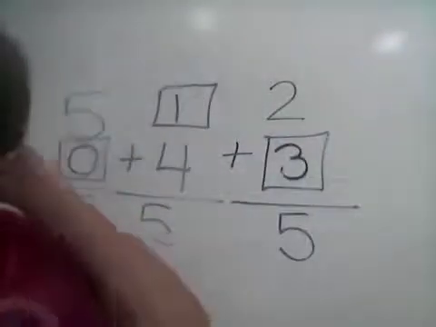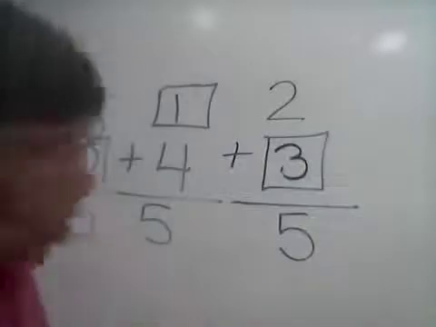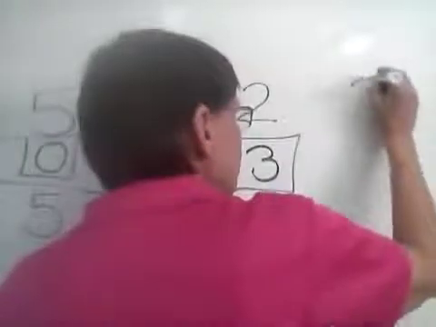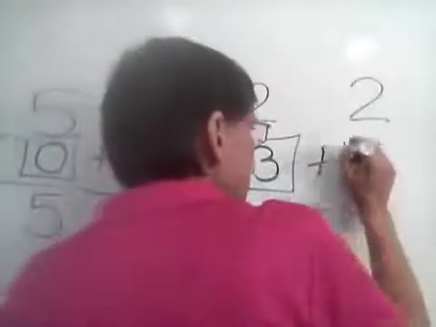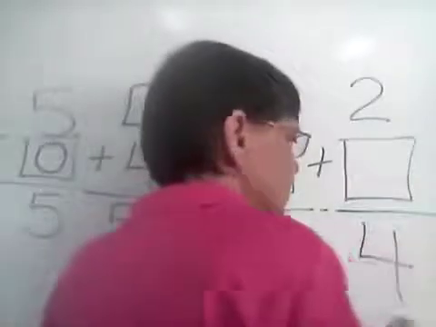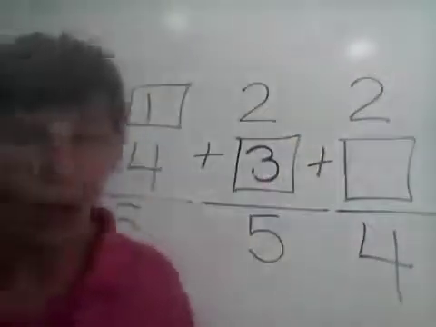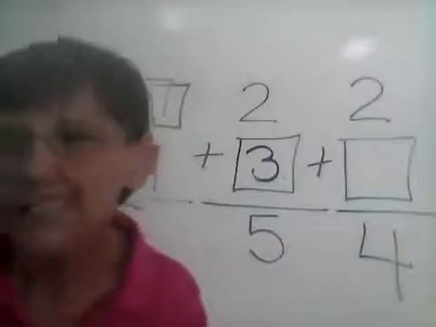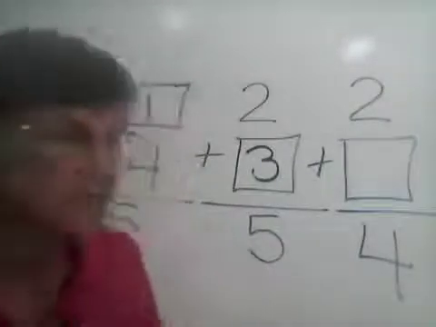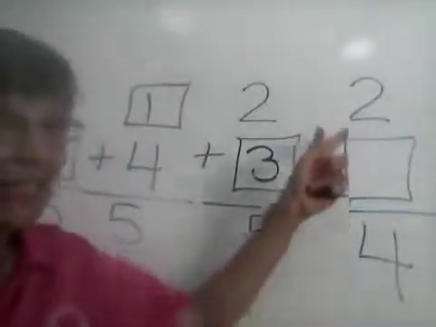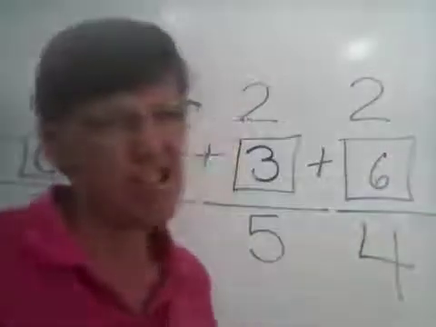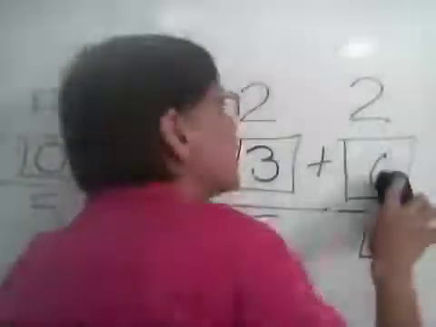Next one. 2 plus something makes 4. 2 plus what makes 4? Do you know? What's the answer? It's not 6. There we go. Sometimes kids will put 6 in there. 2 plus 6 makes 4. It doesn't make sense.